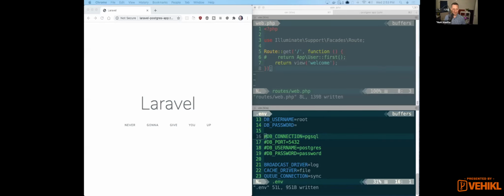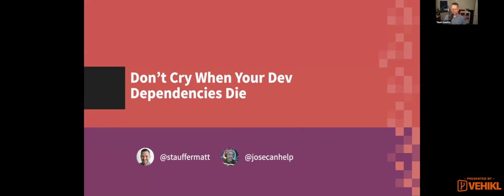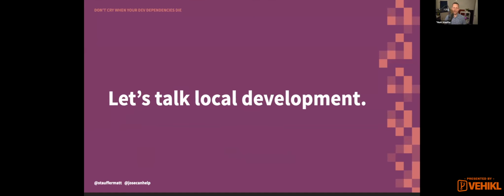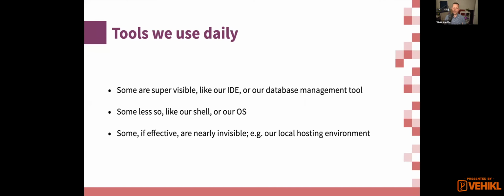Start. Timer's running. All right, so I'm going to get started on desktop 2, and then let's go. Today we're talking about don't cry when your dev dependencies die. So we're talking about local development of your applications, and there are all sorts of tools we use every single day in our local development. We use some that are really visible, like our IDEs: PhpStorm, Vim, Sublime Text, VS Code, or our database management tools like Sequel Pro or TablePlus.